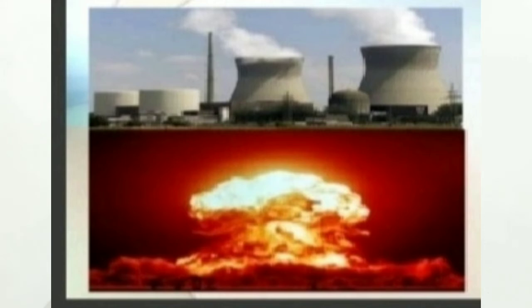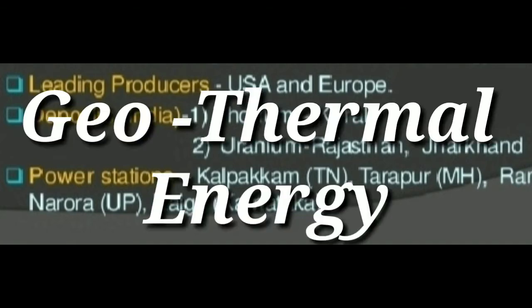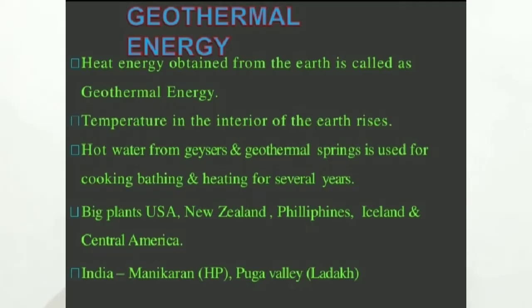Basically the process of fission and fusion is done in a nuclear power plant, and along with this process nuclear energy is generated. In this process, radioactive elements like uranium and thorium are used. In India, thorium is found in Kerala and uranium is found in Rajasthan and Jharkhand. Next we are going to study about geothermal energy.